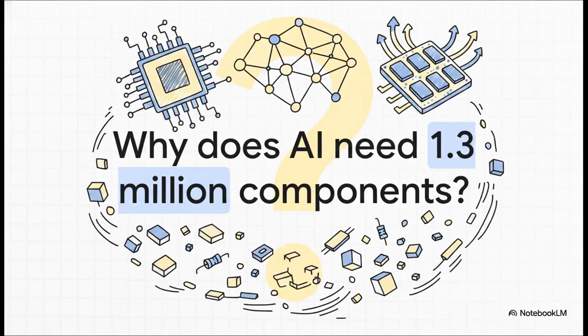Okay, let's dive into this. 1.3 million individual components. It's just wild. That is what sits inside a single rack-scale machine today just to train a modern AI. But to understand why we need machines of such mind-boggling complexity, we first need to look at how microchips actually process information, and why relying on just one type of processing simply isn't enough anymore.